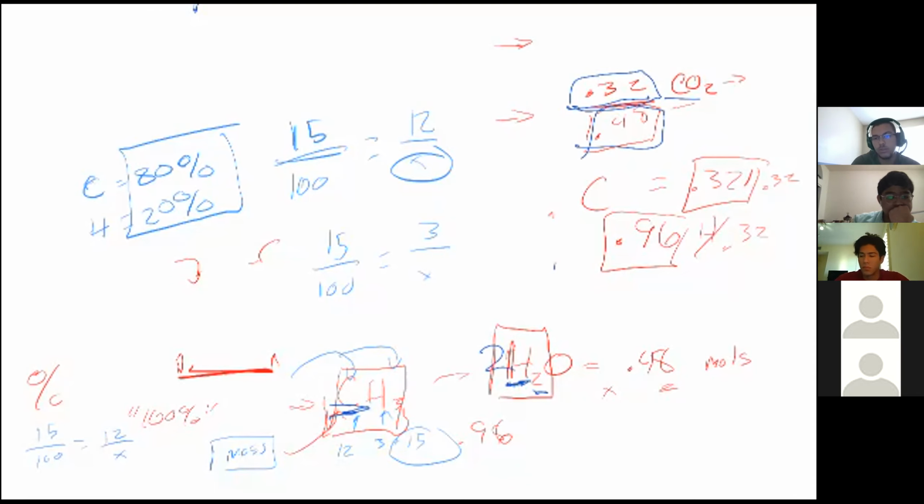So if we were to convert it to the alkane that we had, we would need to divide by 2, not multiply by 2. That way we get the amount of moles that there should be for the alkane from the water. Does that make sense? Or did I lose everyone just now?